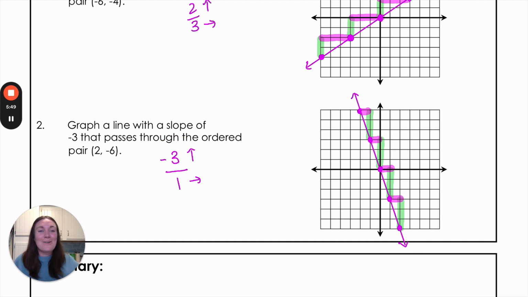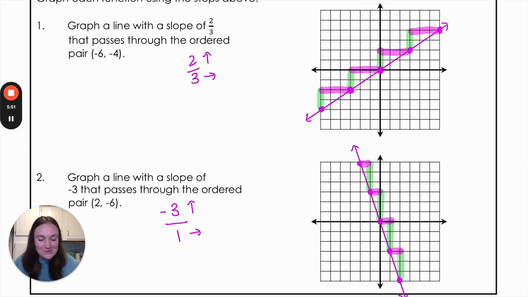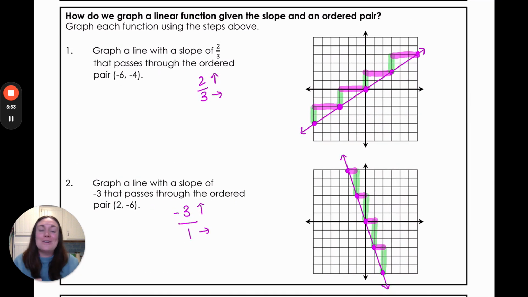All right, so hopefully we are feeling good about both of those situations. This is how we graph a function with an ordered pair and the slope.